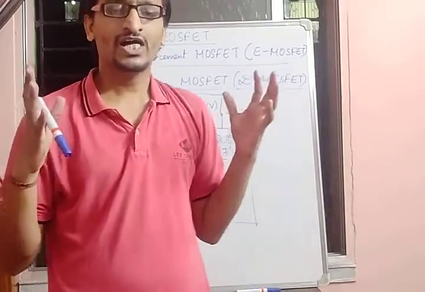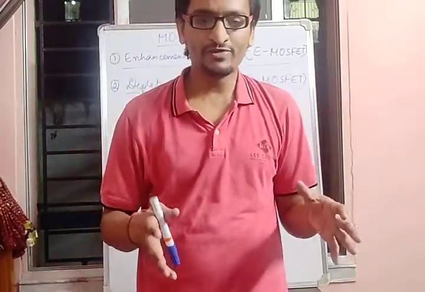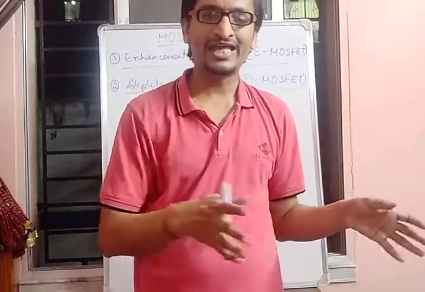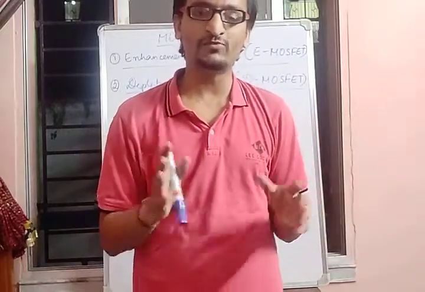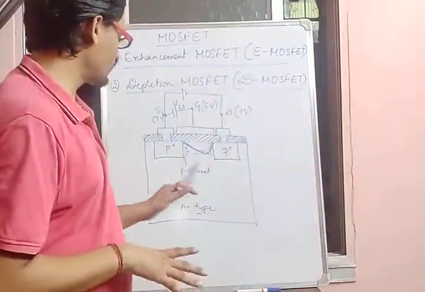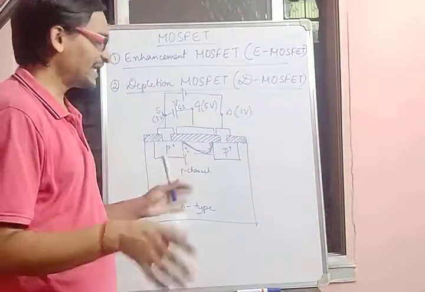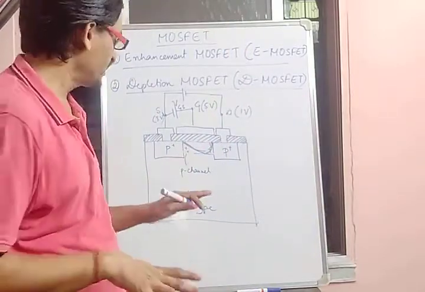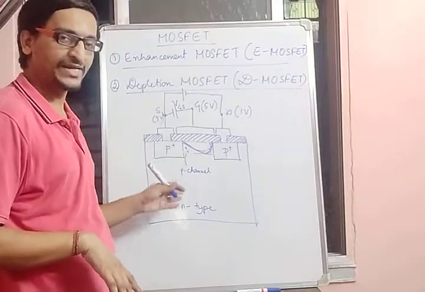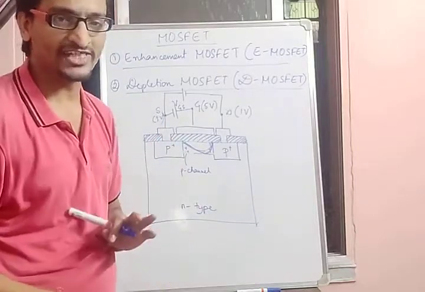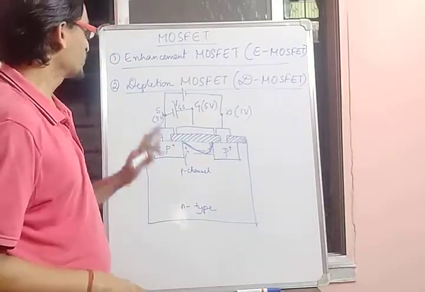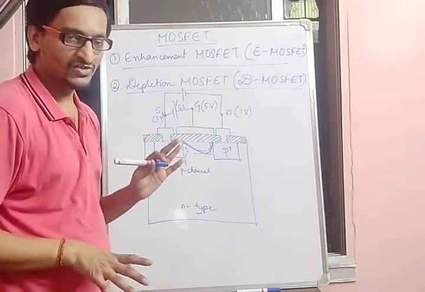So a MOSFET which is designed for depletion mode can be operated in enhancement mode as well. This is the case for a P channel MOSFET. Same thing is applicable for N channel MOSFET. Just in place of N, we take P and we have to reverse all the voltage polarities. So this is the depletion MOSFET.